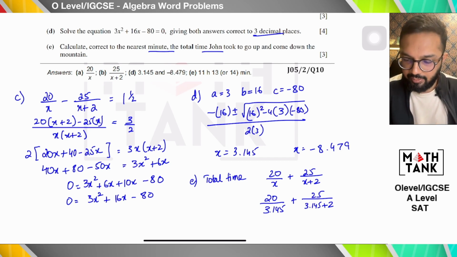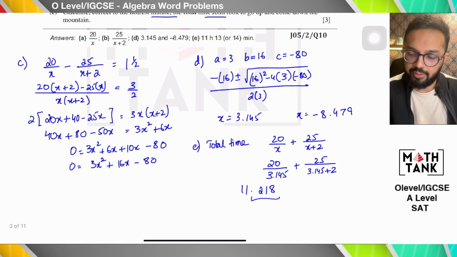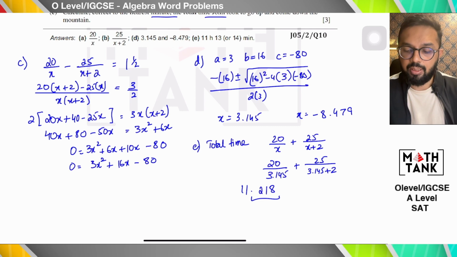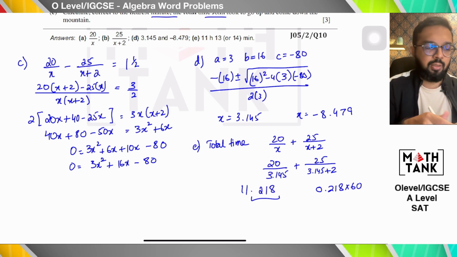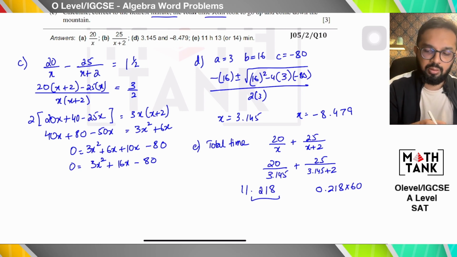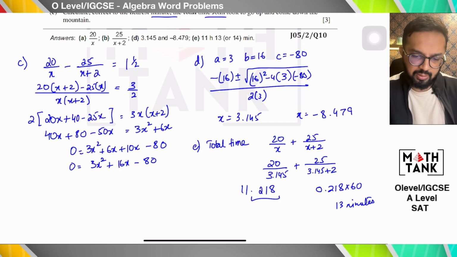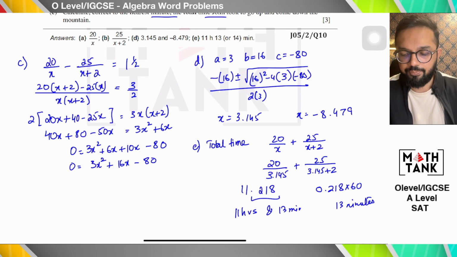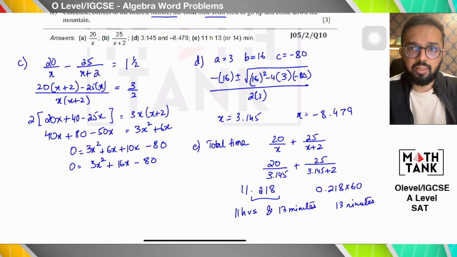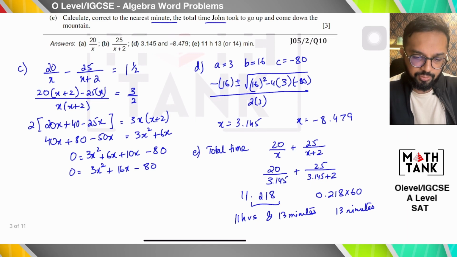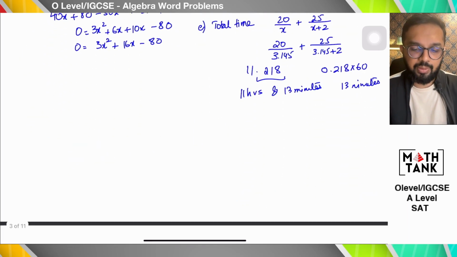I am getting 11.218. So I'm going to convert this 0.218 into minutes. I'm going to take 0.218 and multiply that by 60. That gives me 13.08, which means 13 minutes, since it says the nearest minute. I'm going to say 11 hours and 13 minutes. I could have done the entire thing in minutes as well, since there's no restriction in the question. Okay, that's the end of another question.